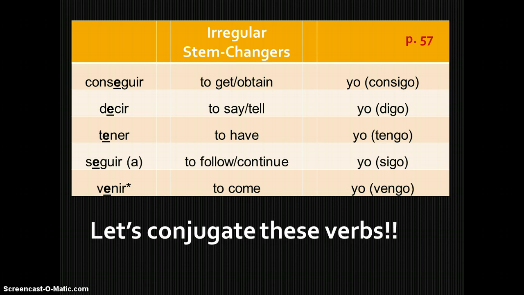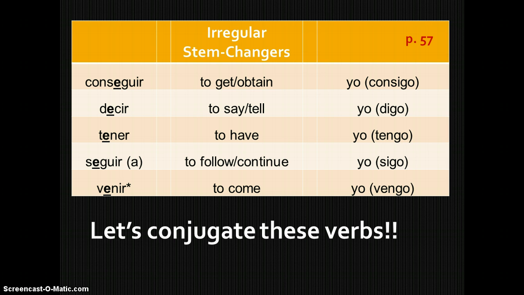Conseguir means to get or to obtain. It's an E to I stem changer because it's an IR verb, and it has an unusual yo. And the yo form is yo consigo, which means I get or I obtain. Decir means to say or to tell. It is an E to I stem changer because it's an IR verb, and it also has an irregular yo. Yo digo means I say or I tell.